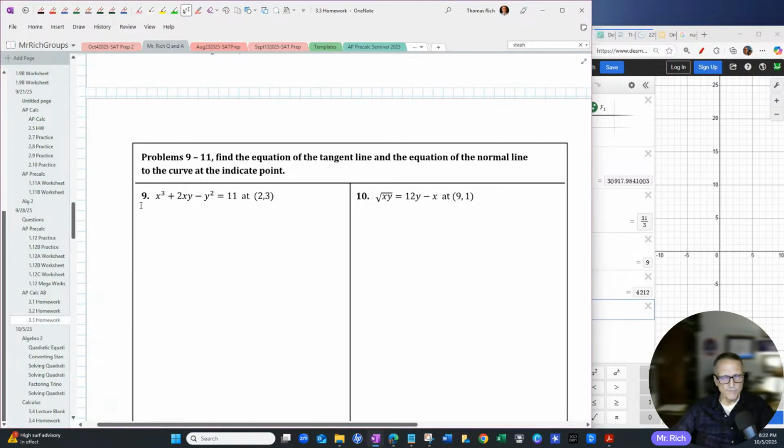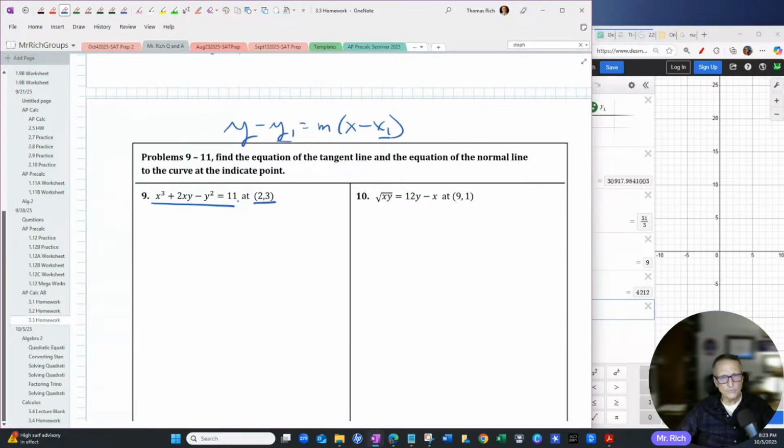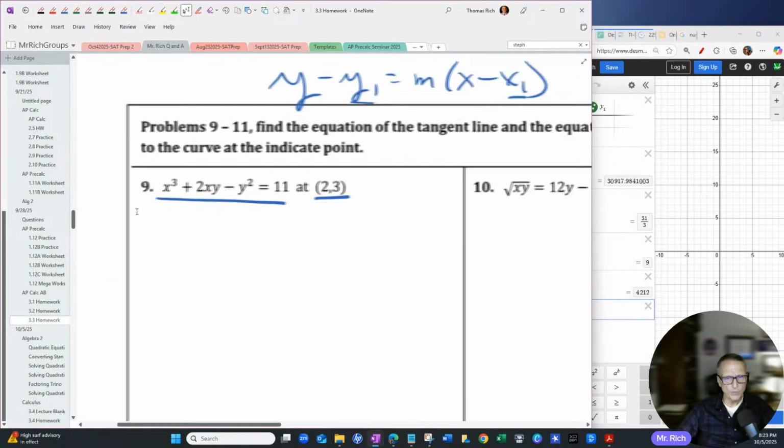Well, to find equations of tangent lines, you know that we're going to be using our point slope form. y minus y1 equals m times x minus x1. Well, the point of tangency was already given to us, (2, 3). So that's what's going in for x1 and y1. But what we need is to know what the slope is. So we're going to have to find dy/dx at the point (2, 3). So that is what we're going to go do right now. So we'll take the derivative on both sides with respect to x.